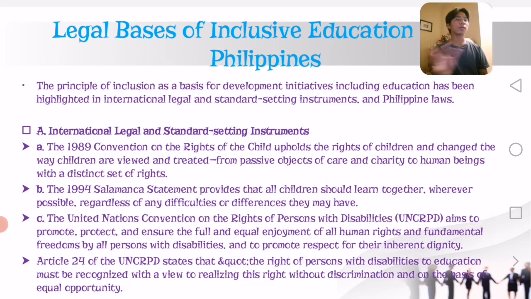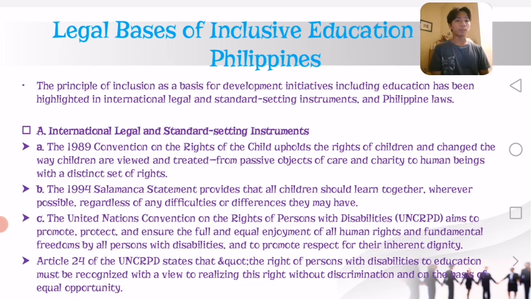And now, in letter B, the 1994 Salamanca Statement provides that all children should learn together wherever possible, regardless of any difficulties or differences they may have. Letter C, the United Nations Convention on the Rights of Persons with Disabilities, or UNCRPD, aims to promote, protect, and ensure the full and equal enjoyment of all human rights and fundamental freedoms by all persons with disabilities, and to promote respect of their inherent dignity.